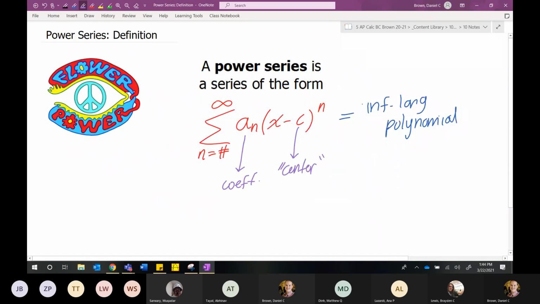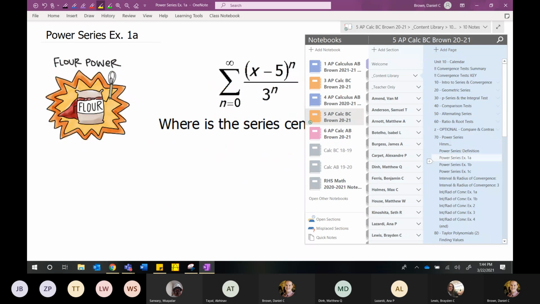on a free response question, is, hey, what's the center of the power series? And you just want to look for what is that number subtracted from x, and that's going to be the center that you're looking for. So let's go ahead and look at one power series.